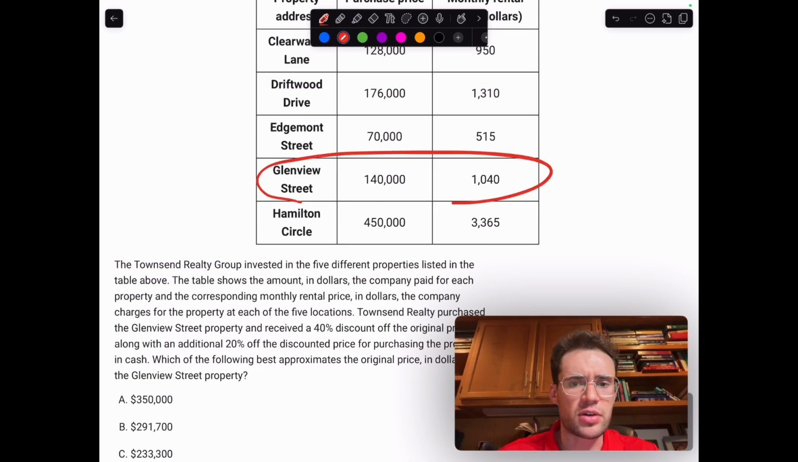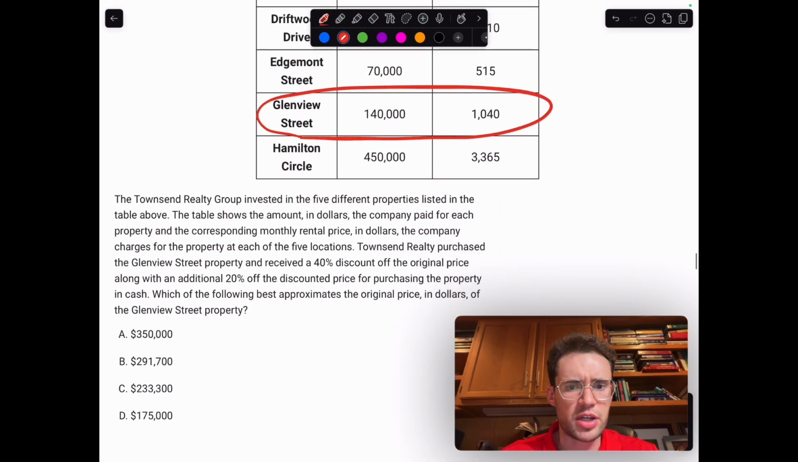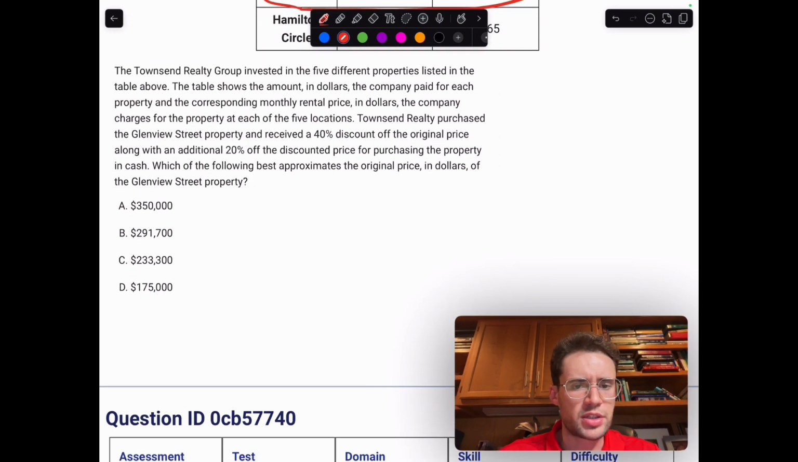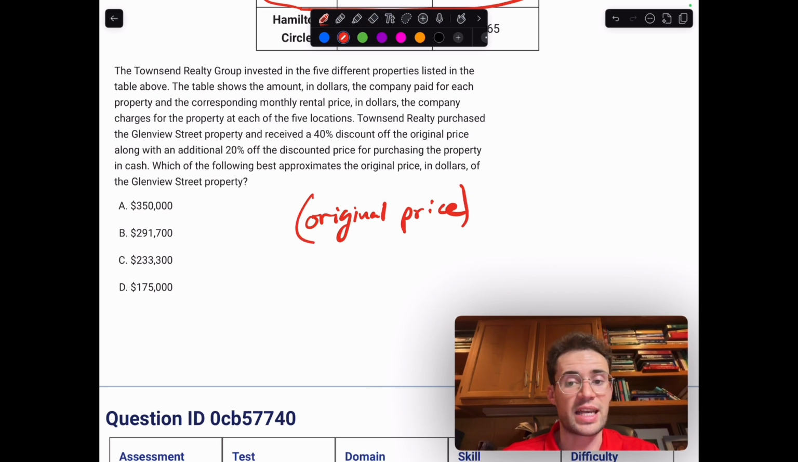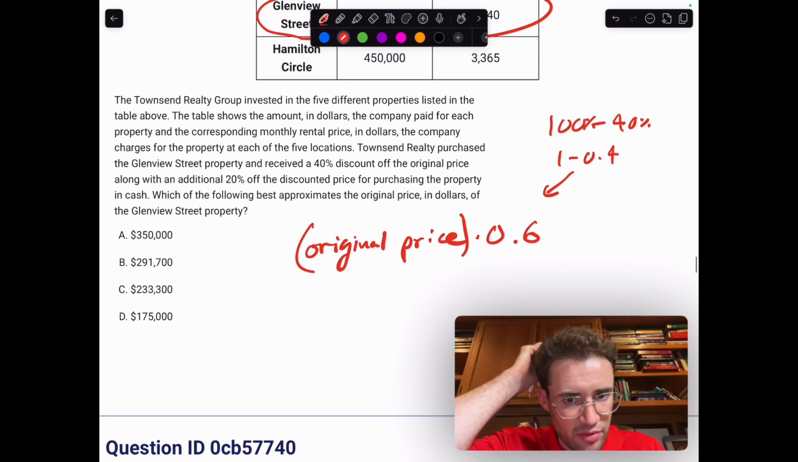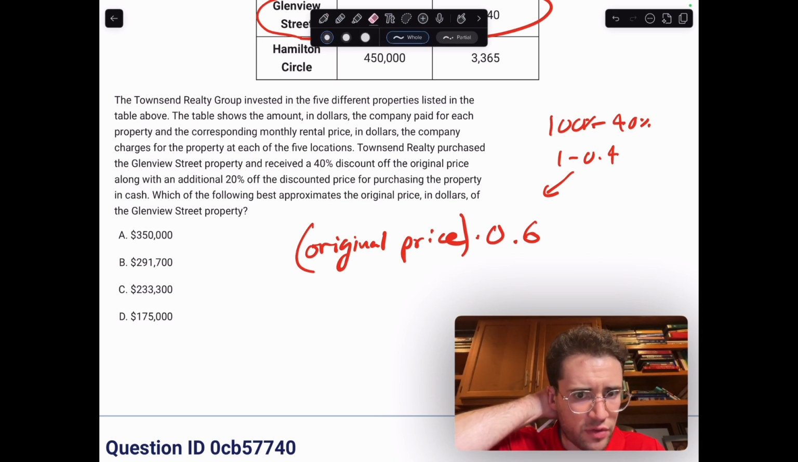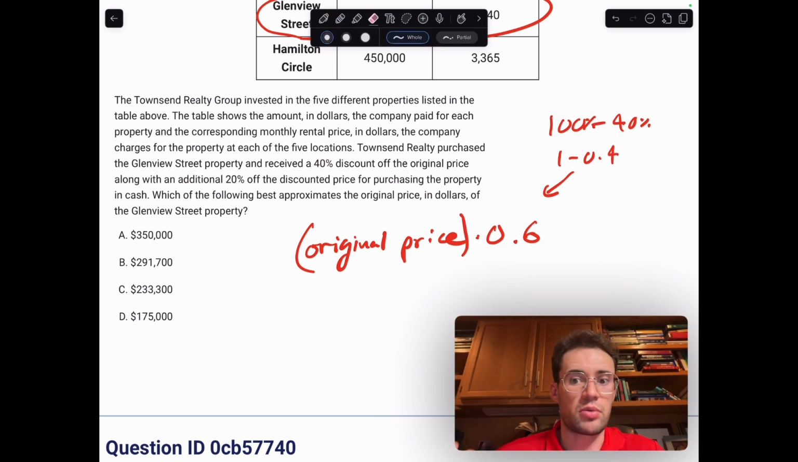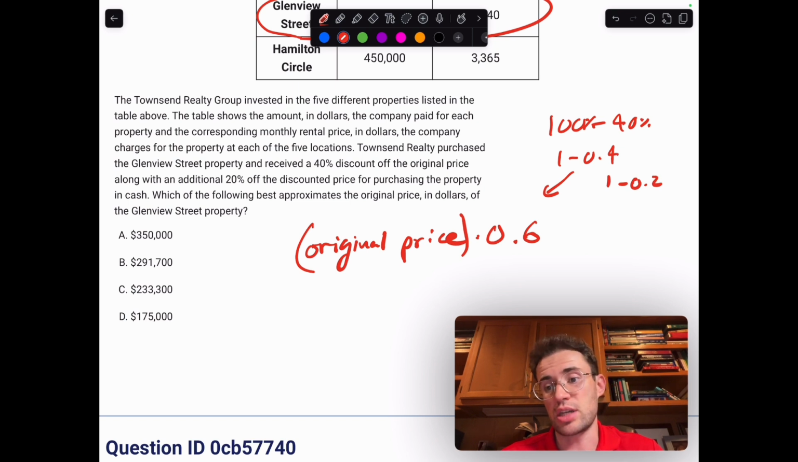This is all we need to focus on, the Glenview Street property. Purchase price is $140,000. So the original price, we don't know. That's what we're solving for. The original price, they got a 40% discount, which means that's times 60%, right? Because a 40% discount is 100% minus 40%, 1 minus 0.4, which is where I'm getting the 0.6 from. So they paid 60% of that, along with an additional 20% off the discounted price for purchasing the property with cash. Same thing, if you get 20% off, so 1 minus 0.2, 100 minus 20% is going to be 80%, so times 0.8.